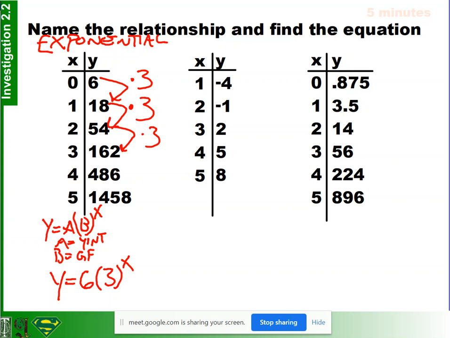All right, so let's double check this. Our a is our y-intercept, which is in fact 6, so that checks out. And our growth factor is what we're multiplying by, so that is 3, so that also checks out. That's absolutely perfect. Good job, Layla.